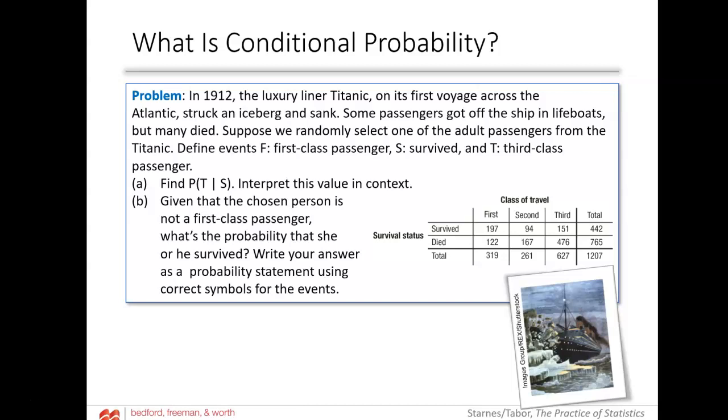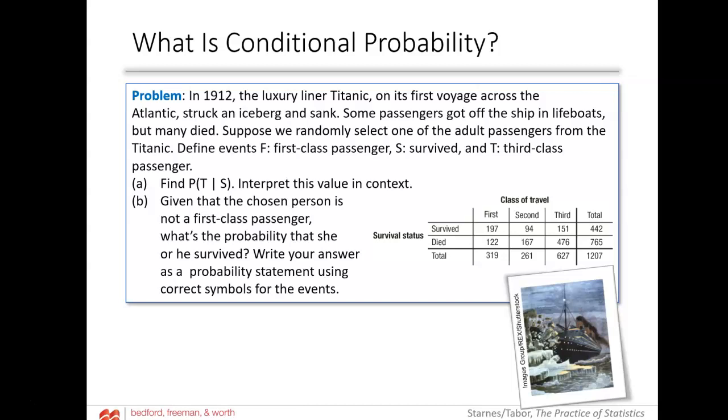That's terribly inappropriate. Some passengers got off the ship in lifeboats, but many did die. Suppose we randomly select one of the adult passengers from the Titanic. Define events F, first class passengers, S is survived, and T is third class passenger. The first question that they propose to us is find the probability that someone is in third class given that they survived. Interpret the value in context.